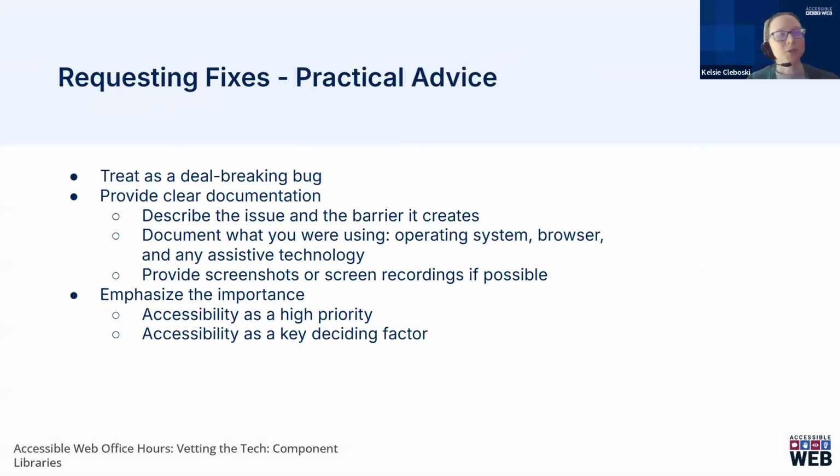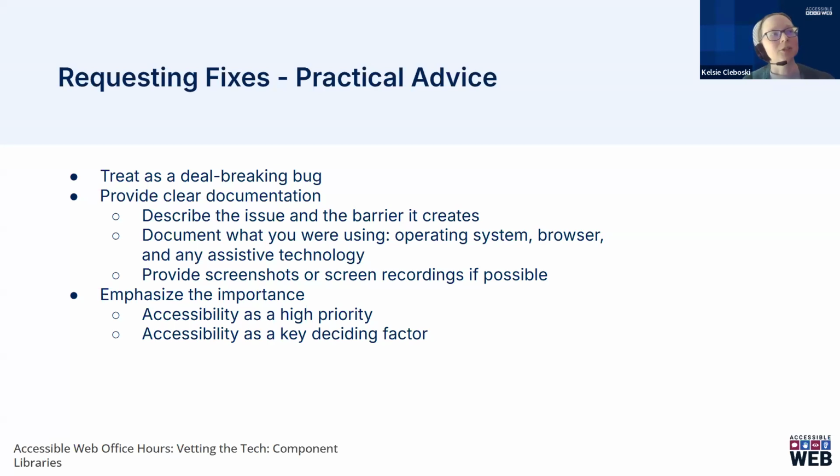And some practical advice when you're requesting fixes or requesting changes. First is to treat accessibility as a deal-breaking bug, because it is. It should be. If we're caring about accessibility, we need to bring that priority to our selection of tools and third-party content and third-party code that we're using.